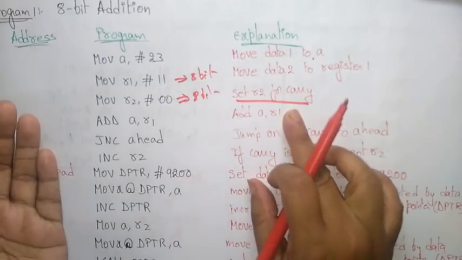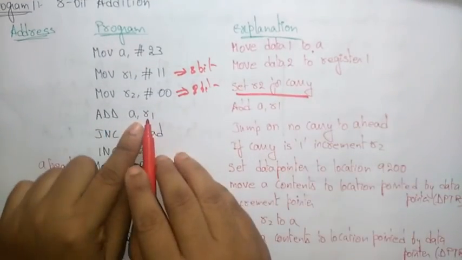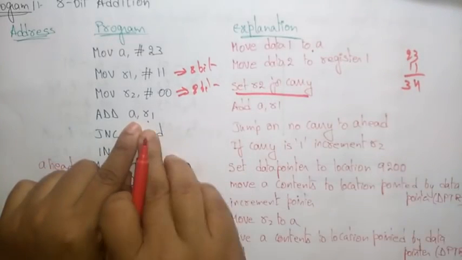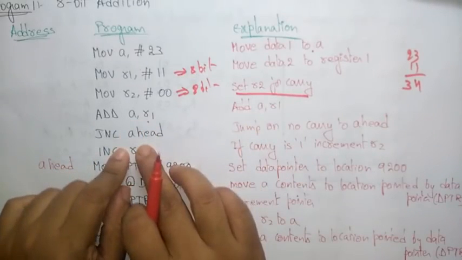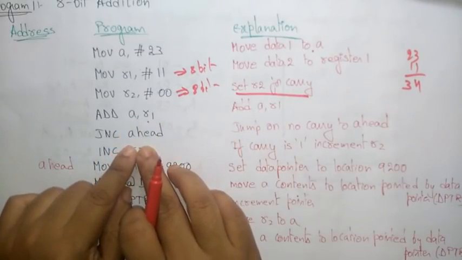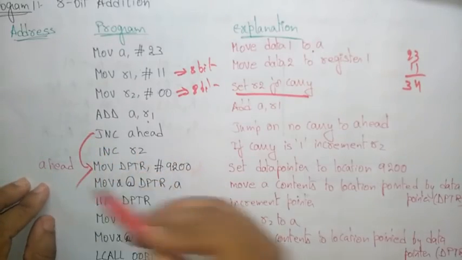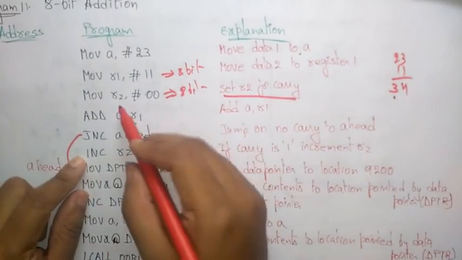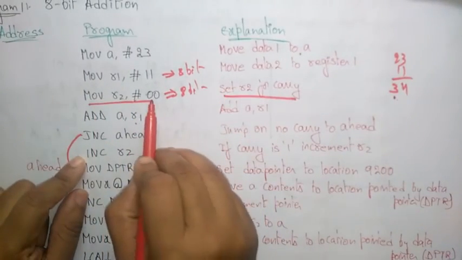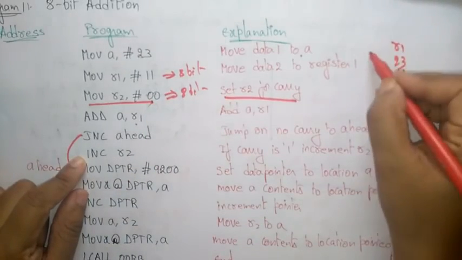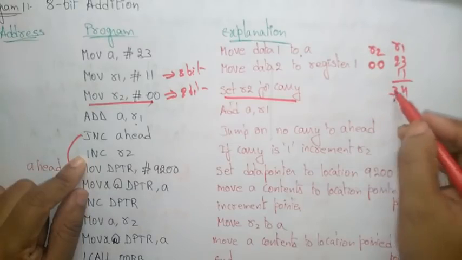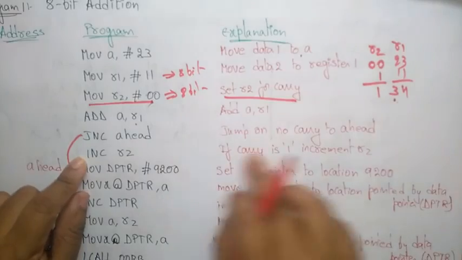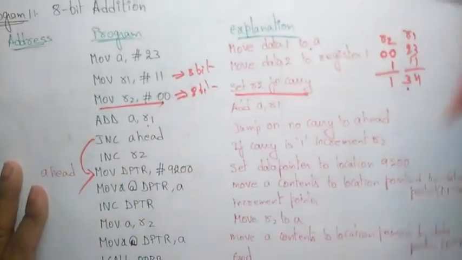Set R2 for carry. So ADD A, R1. Now adding 23 and 11, you will get 34. Then JNC ahead: jump if no carry. Suppose there is no carry, you need to jump here. Okay, there is no carry, so I am jumping. Suppose there is a carry, you need to increment R2. R2 is set to 00. If any carry is there, then add to R2. Here no carry is there, so it jumps to this statement.